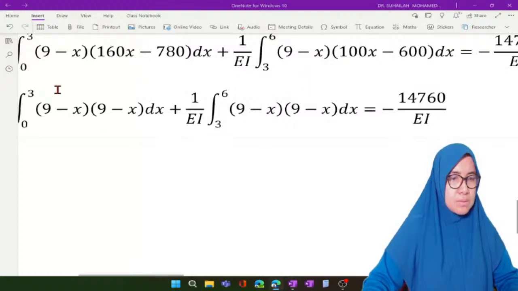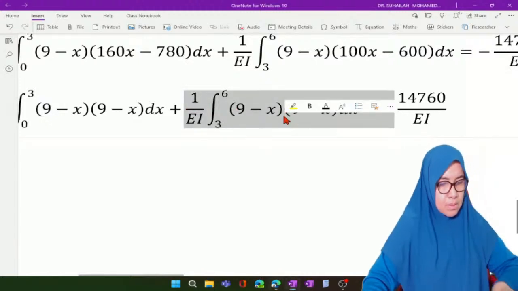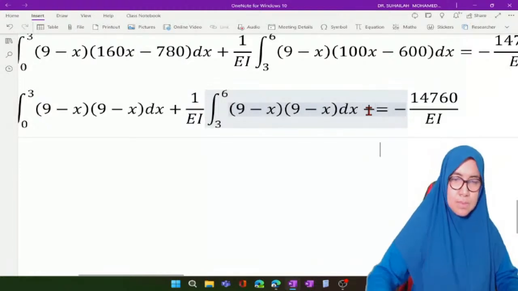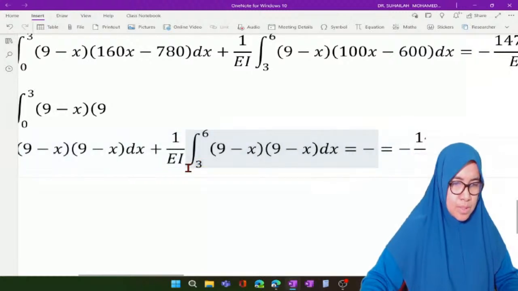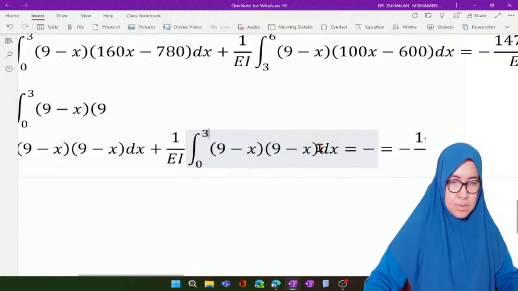It is integration from 0 to 3. Oh, sorry, we have another one. We have x squared, so we have to add another one. I will copy this. So the last one starts from 0 to 3. So delete all this.